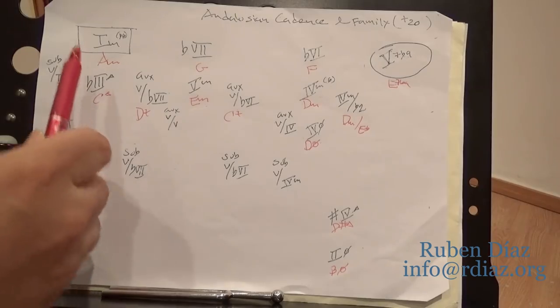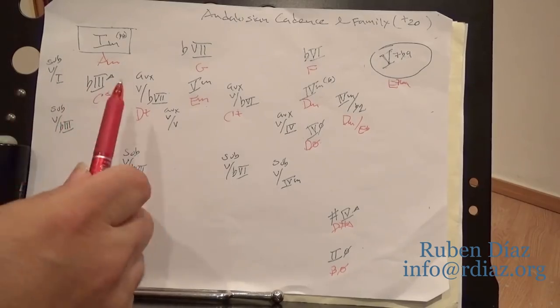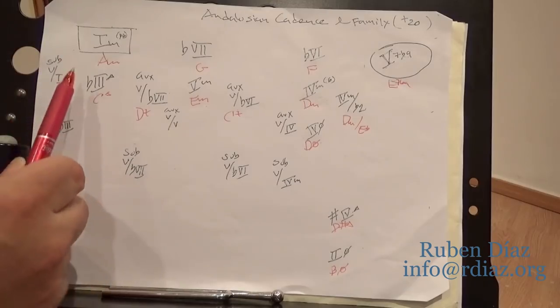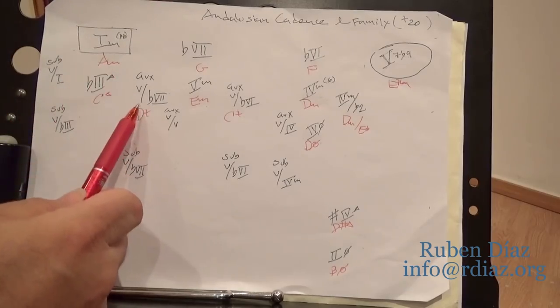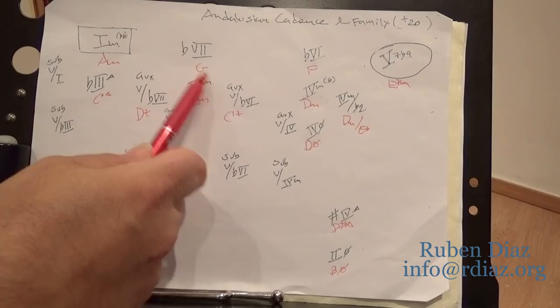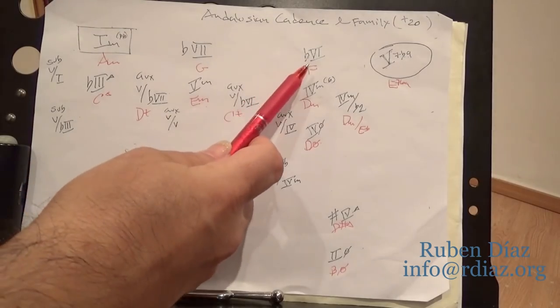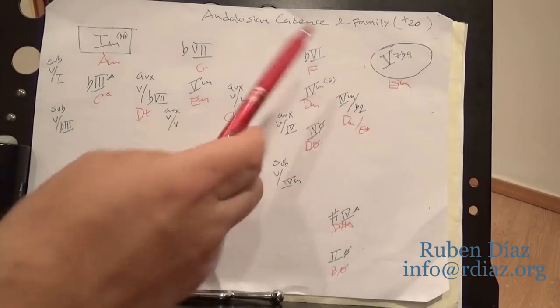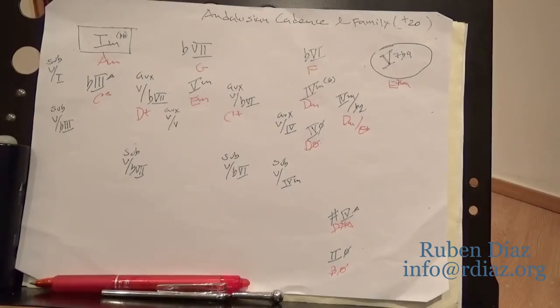Therefore, to start easy, we go first minor, fifth to the flat seven, fifth to the flat six, four minor, fifth seven flat nine. That will be like this.